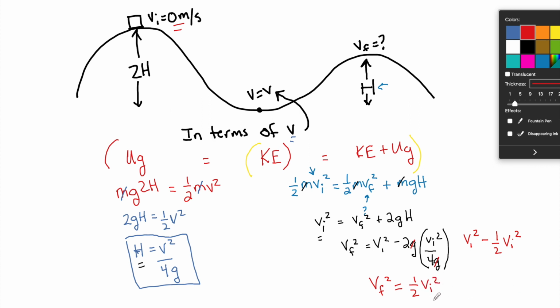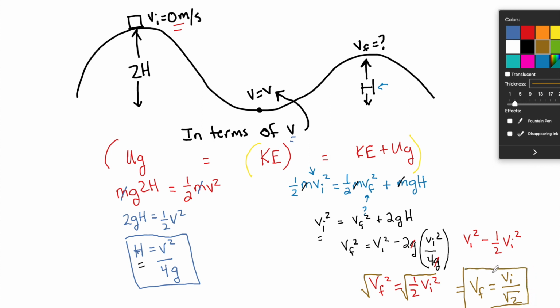Now, if I want to simplify this even further, because I need this to be V, I'm going to square root both sides of this whole thing. And what my final answer comes to is VF in terms of just VI is equal to VI divided by root 2.